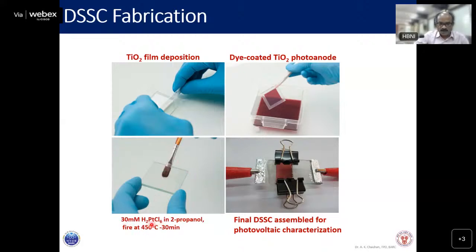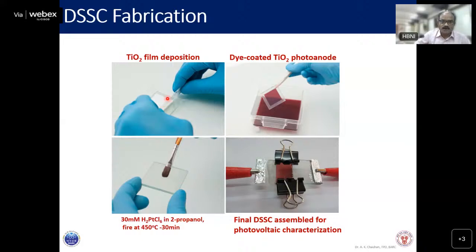Then this is the preparation of the counter electrode. Here chloroplatinic acid mixed into propanol is placed here, and then it is fired at 450 degrees centigrade, as I wrote in the earlier slide, for 30 minutes. So what you will get is a substrate. One side is FTO, and over the FTO you now have a very thin layer of platinum.